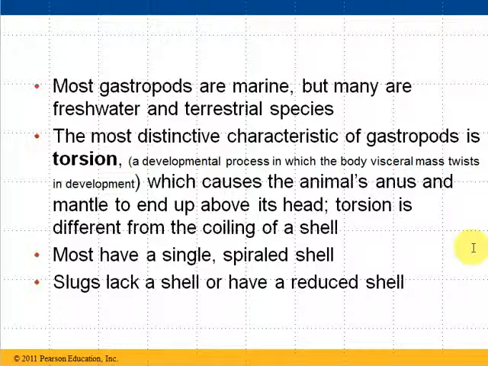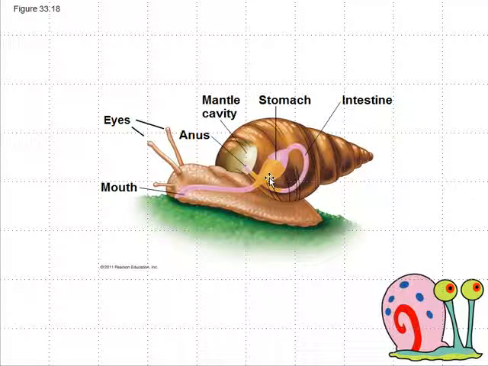The most distinctive characteristic of gastropods is something called torsion. Torsion is a developmental process in which their visceral mass twists in development, and it causes the animal's anus and mantle to end up above its head. This torsion is not the same as the coiling of a shell. That's a different process, but all gastropods have this twisting, where the internal mass gets twisted, as you can see here, and basically that means that their anus ends up higher than their head, which I don't know about you, but I don't think that sounds very pleasant.